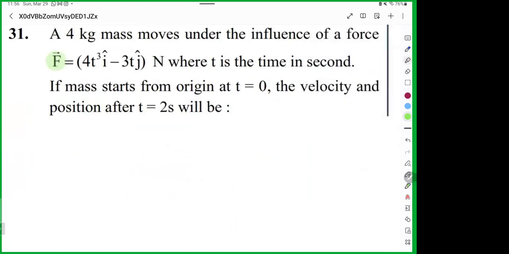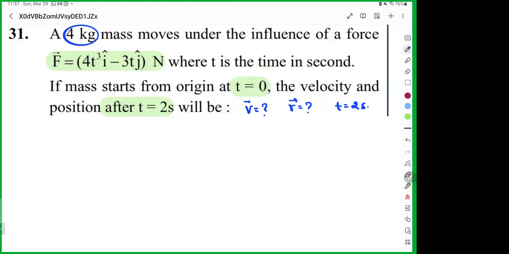You have the force. If the mass starts from t = 0, find the velocity and position after 2 seconds. You have to calculate velocity, and you have to calculate position after time 2 seconds. The mass is 4 kg. Correct?